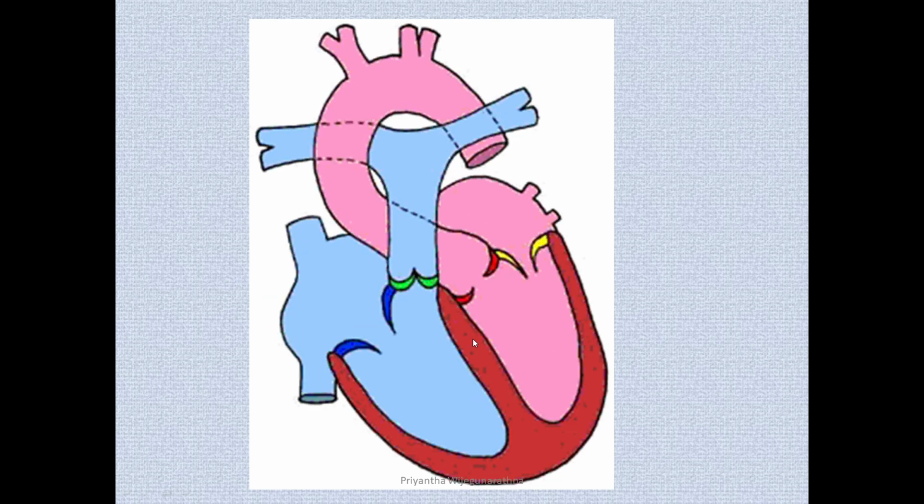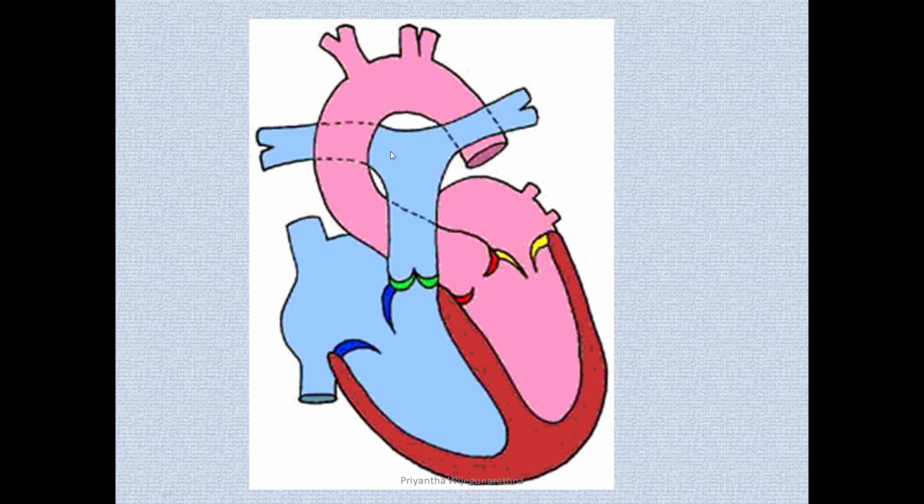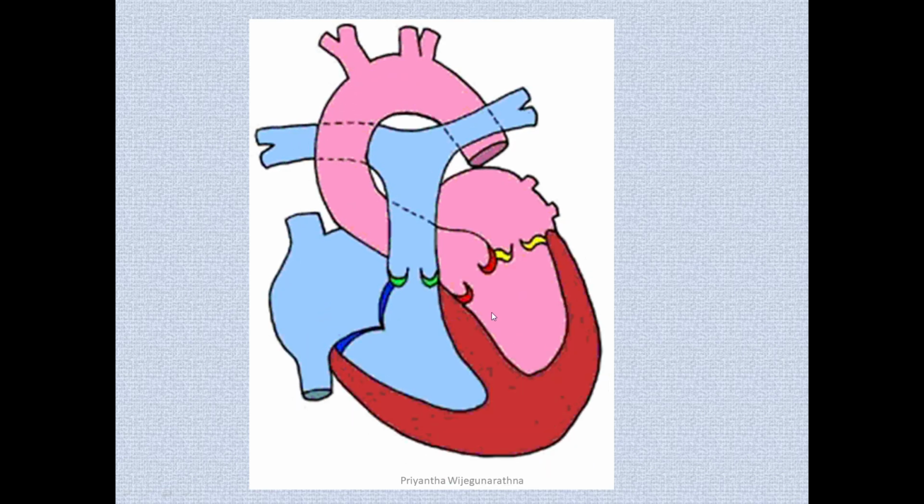When these two ventricles contract, blood in the right ventricle gets into the pulmonary artery. The pulmonary artery carries the blood to the two lungs. Blood in the right ventricle gets into the pulmonary artery. Blood in the left ventricle gets into the main artery of your body. We call it the aorta. Blood in the left ventricle gets into the aorta.